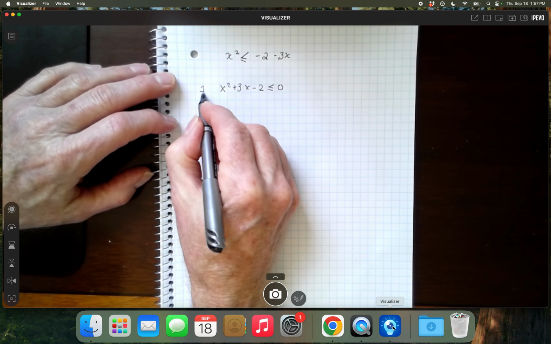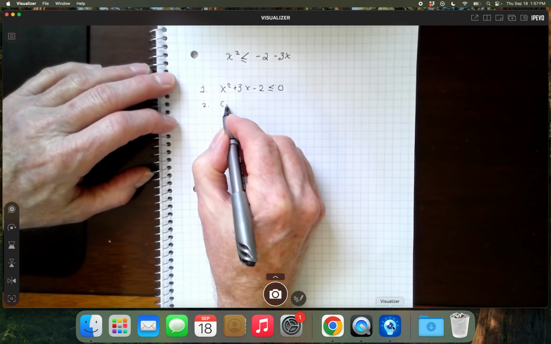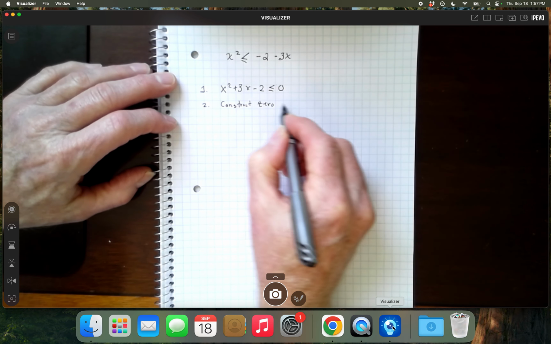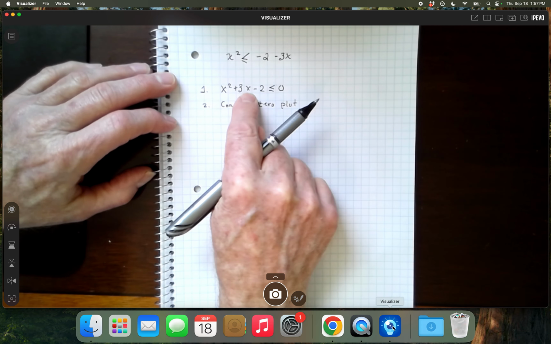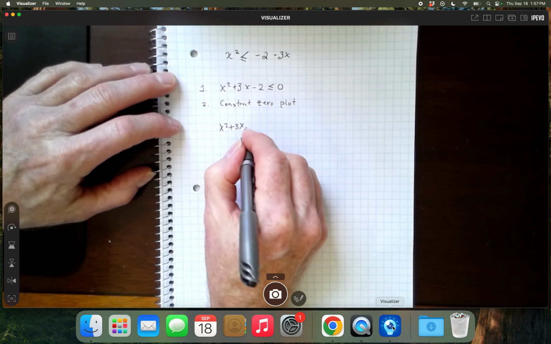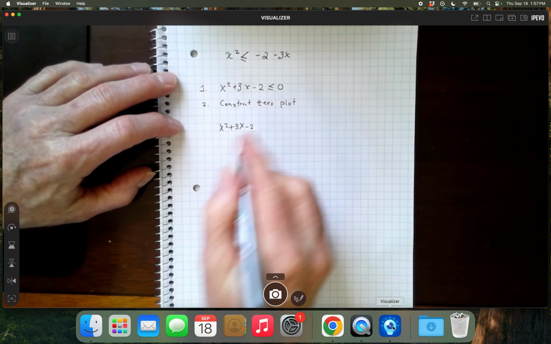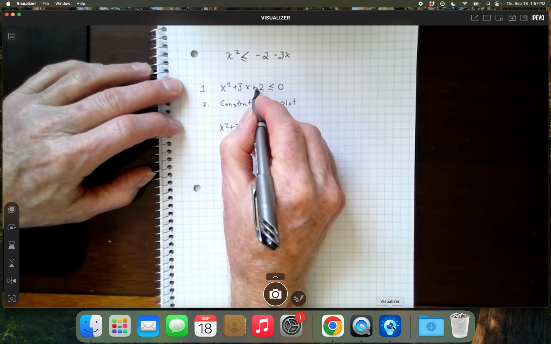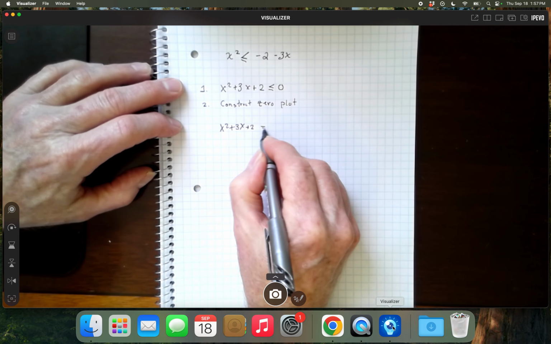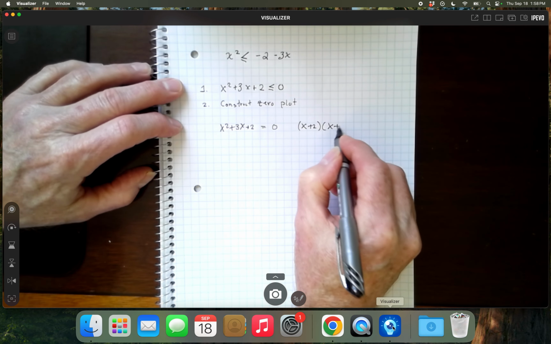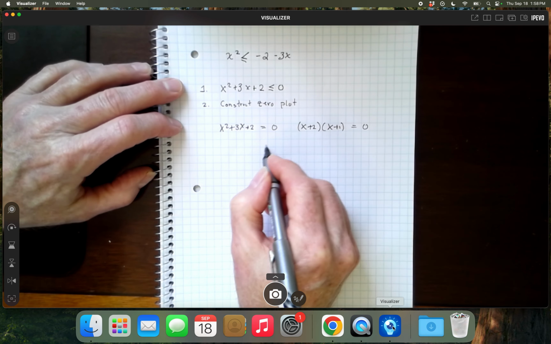Step 1, isolate 0. Step 2, construct the zero plot. Find the zeros. x squared plus 3x plus 2. See, this is new. Zeros, we're going to be talking about them a lot in future lectures. Set that equal to 0. This is factorable. This is x plus 2 times x plus 1. So my zeros are negative 2, negative 1.